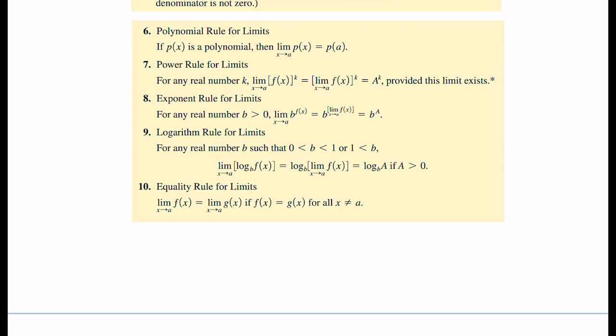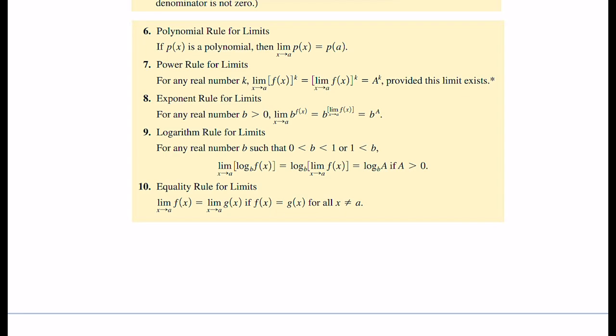You have the exponent rule for limits. So for any real number b where b is greater than 0, right, the base has to be positive, of course, the limit of b to the f of x is just the same thing as b to the limit of f of x as x approaches a, which is going to be b to the A. So you would just solve this and find the limit, and then take the base to that power that you just found. And then you've got a logarithm rule for limits.